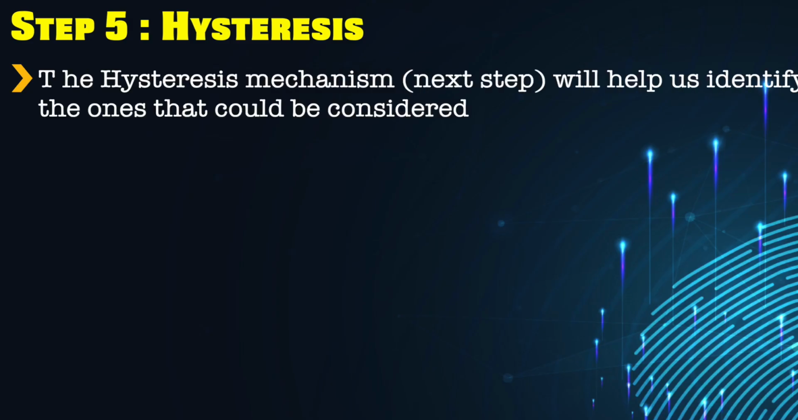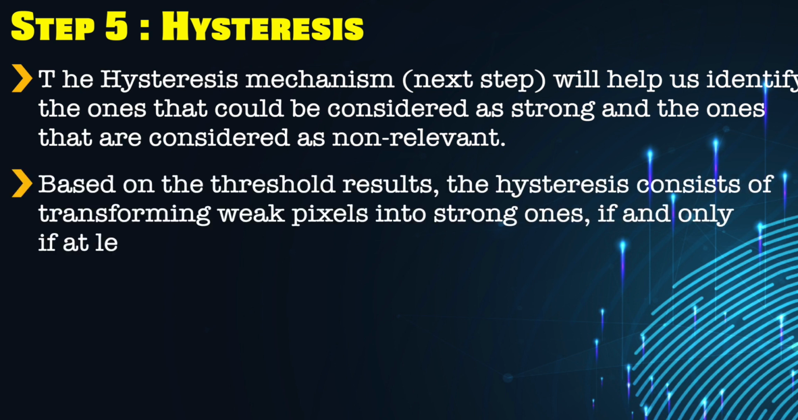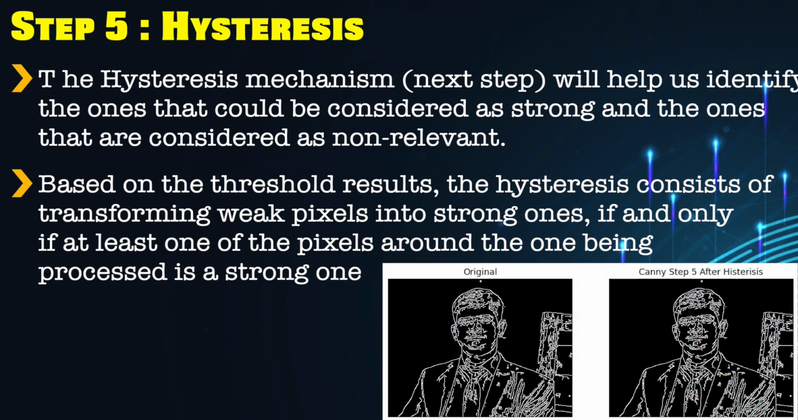The last step is the hysteresis step. The hysteresis mechanism is the next step that helps us identify the ones that could be considered strong and the ones that could be considered non-relevant. Based on the threshold result, hysteresis consists of transforming weak pixels into strong pixels if and only if at least one of the pixels around the one being processed is a strong one. So after this hysteresis, you can see the result that it is detecting most of the edges inside the image. We can see that there are the edges.